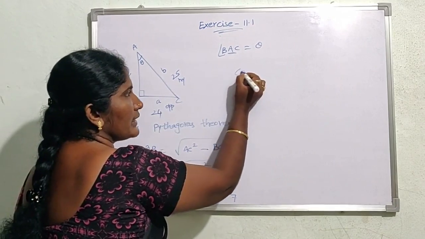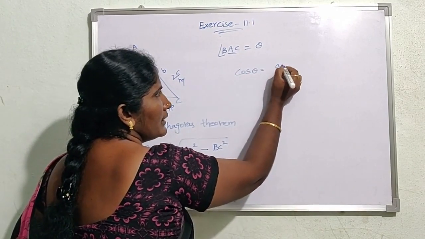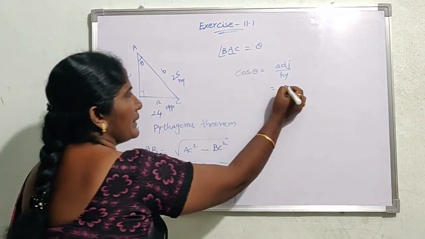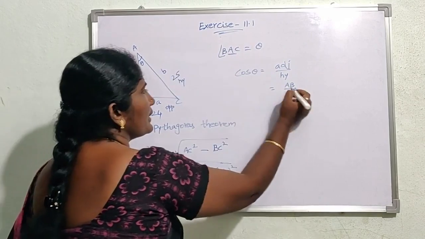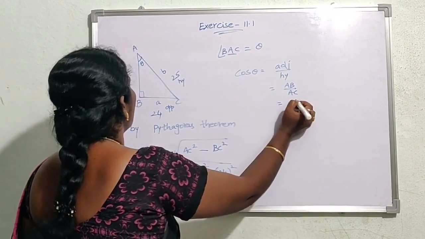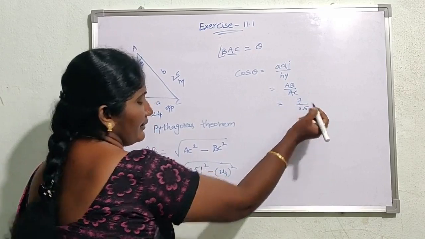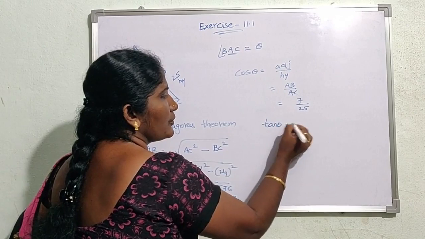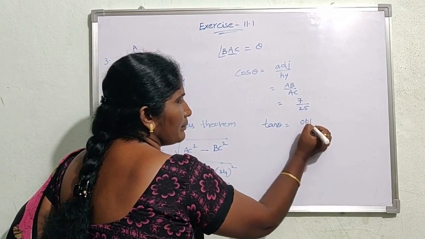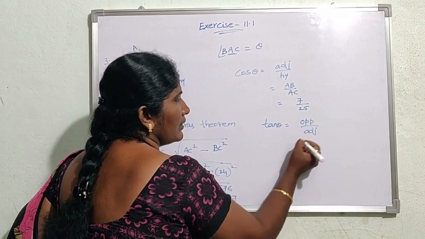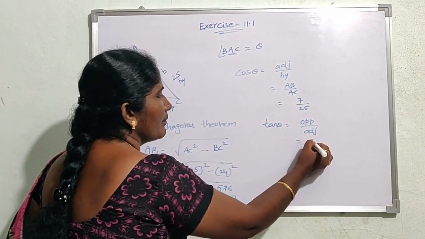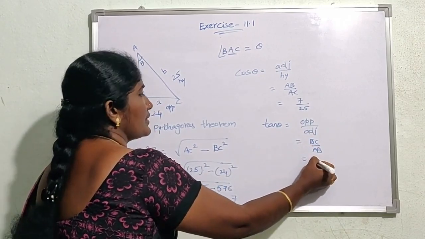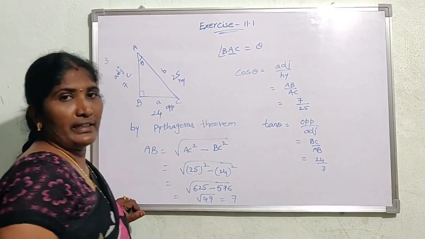Now what is the formula for cos? Cos theta is equal to adjacent side by hypotenuse. What is adjacent here? AB. What is hypotenuse? AC. Substitute the values: 7 by 25. Next one more angle, tan theta. Tan theta is equal to, what is the formula of tan? Opposite side by adjacent side. Opposite side is BC and adjacent side is AB. BC is 24 and AB is 7.